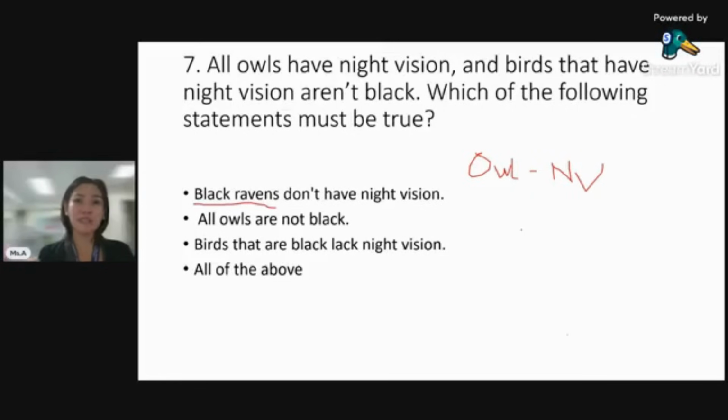Although it was not really mentioned here, all owls kasi have night vision. And ang mga birds daw po na may night vision, hindi po black. So, more likely. Right? Maraming tama ito. Okay? Birds that are black lack night vision. So, kapag black ka, which is hindi black ang owl, wala kang night vision. So, mukhang tama din po ito, no?